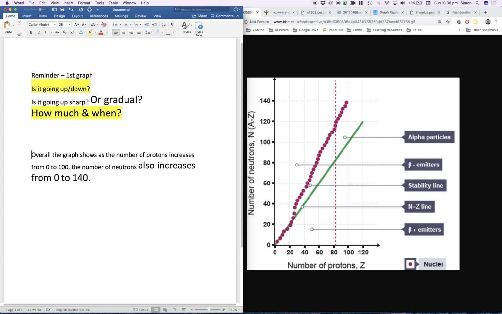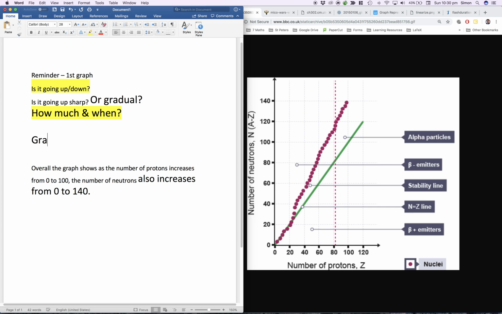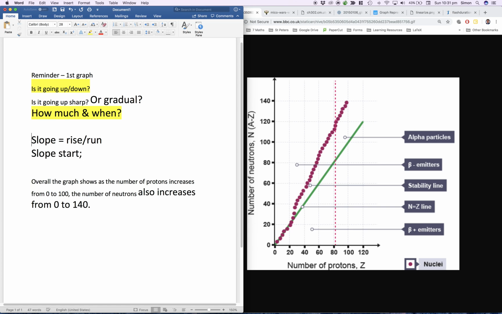So slope is rise over run, all right? So how much has it risen over how much x duration? Let's look at this first region here. So we go up from like 0 to, let's say, 25. So slope starts. This is some thinking here that I would do on a scrap bit of paper or in the margin of my book.